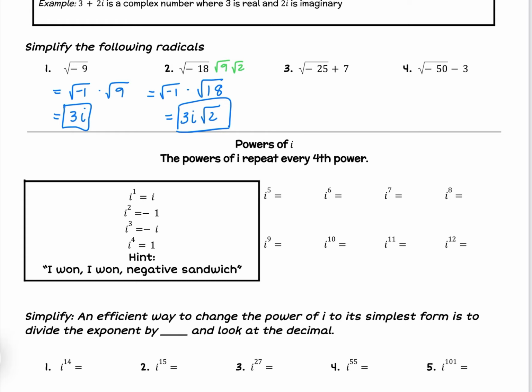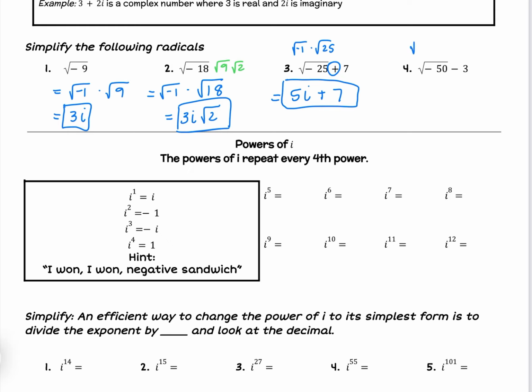Now we're getting into complex number territory because we have this plus here, but we're still going to follow the same steps. I'm going to write this above. We have the square root of negative 25, so I'm going to break it up into negative 1 and 25. That would be 5i, because the square root of 25 is 5. And then we have plus 7. There's nothing we can do to add those together because they're not like terms, so that would just be our final answer.